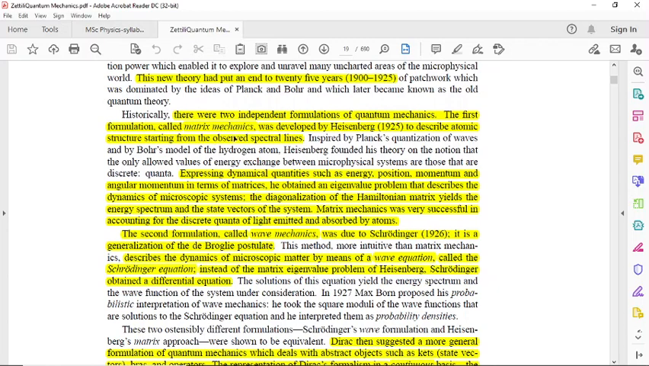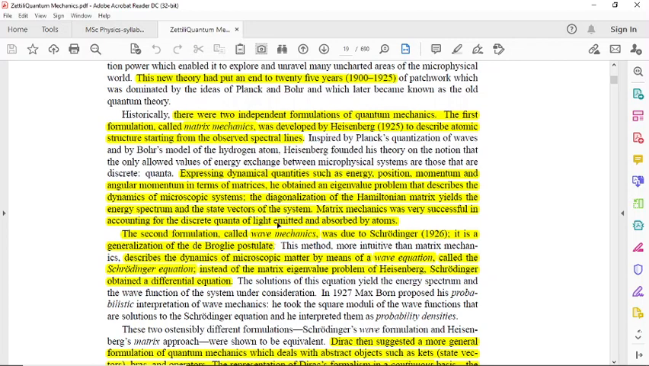In matrix mechanics, everything is represented in matrix form. The diagonalization of the Hamiltonian matrix yields the energy spectrum and the state vector of the system. Matrix mechanics was very successful in accounting for the discrete quanta of light emitted and absorbed by atoms. Then the second formulation is wave mechanics.